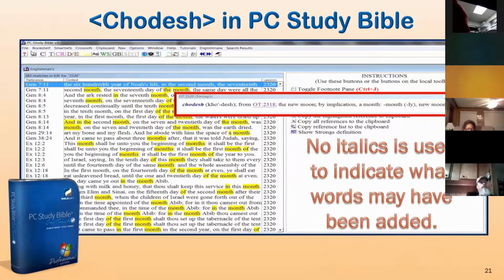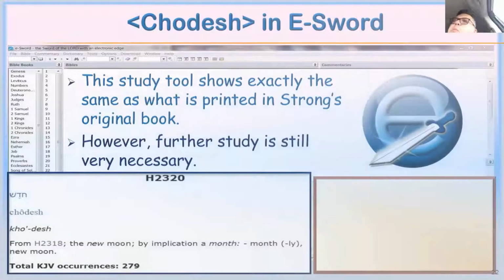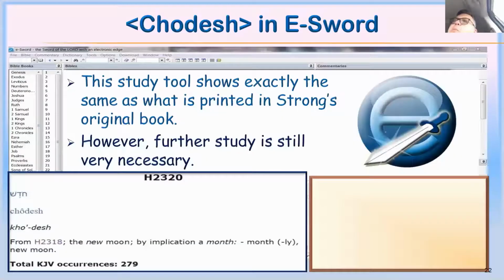There's one more to look at that we're examining tonight. This is in eSword. This study tool shows exactly the same as what is printed in Strong's original book. However, there is further study that is still very necessary. So look what he has here. Here's his definition, and he's got the word in the eSword. They have new in italics. You see that, Tim? Yes. And over here, they have month in italics.